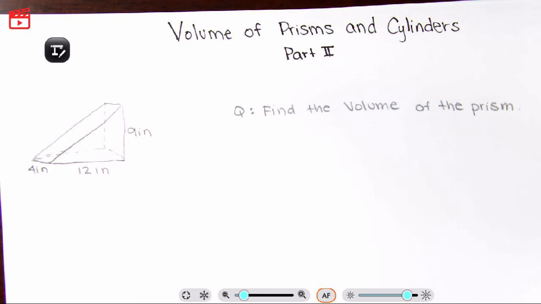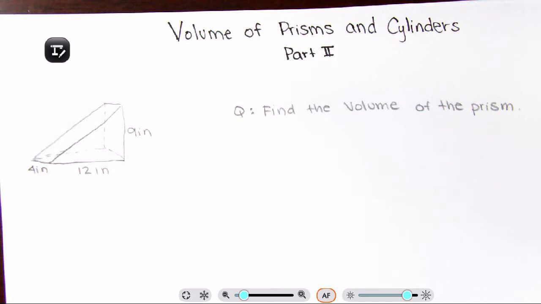In this video, we're going to be talking a little bit more about prisms and cylinders, but specifically we're going to introduce composite figures. So in the beginning, I have already pre-drawn a prism. My question to you is, what's the volume? What is the volume of this prism?